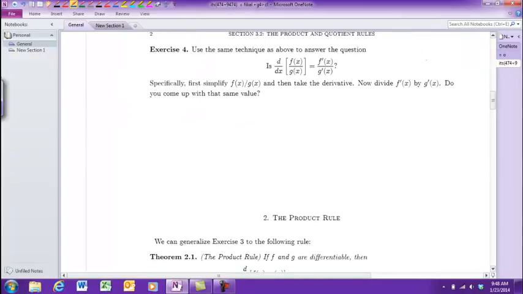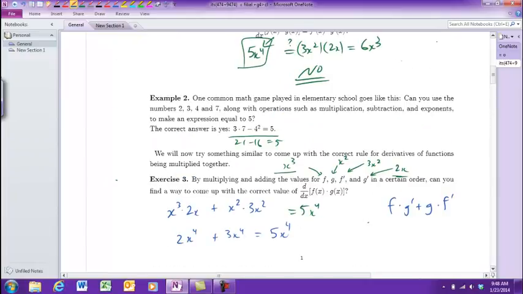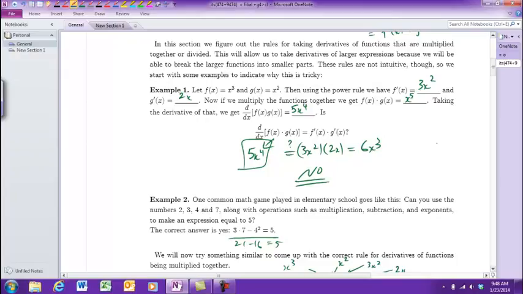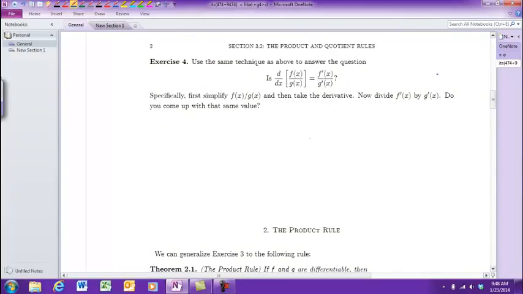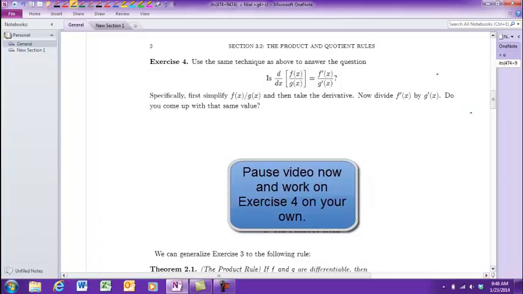First, we're going to look at two things divided by each other. In the same way that we checked to see if the rule was correct for products, exactly what we did up here, where we multiplied the functions together first, and then we took the derivative, and then we took the derivatives individually and multiplied them together, we're going to now see if that works for quotients. If I take the one function divided by the other, will it equal the quotient of the derivatives? So pause the video now and try to work on exercise 4.